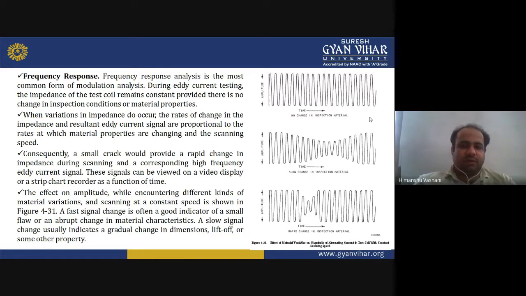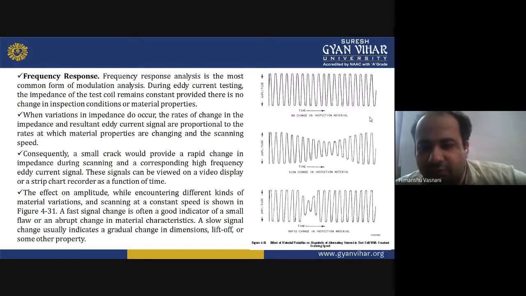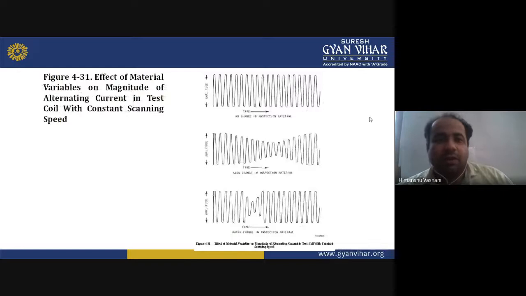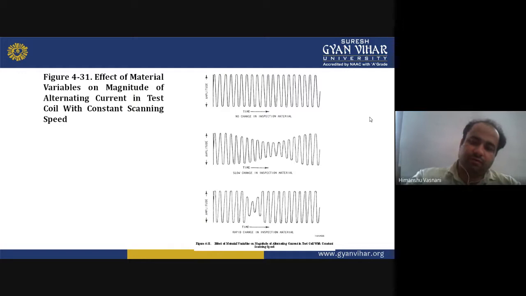Through these material variables we can understand how the alterations are being done. A fast signal change is often a good indicator of a small flaw or an abrupt change in material characteristics. A slow signal change usually indicates a gradual change in dimensions, liftoff, or some other property. So frequency response is a very useful analysis technique and is one of the most common forms of modulation analysis. This is the same diagram I just discussed in the previous slide.